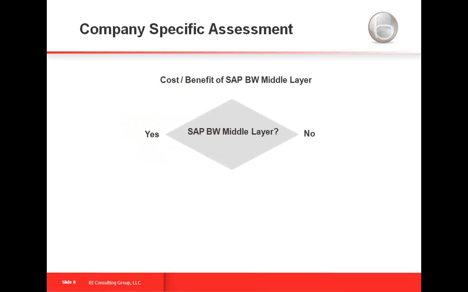So the very beginning decision, before we jump into all the specifics, is I think that every company, no matter where you're at, should at least consider that middle layer and maybe do their own cost-benefit analysis of the SAP BW middle layer. Does it make sense to point our tool to that middle layer, or does it make more sense to point it directly to a conformed enterprise data warehouse and, in effect, eliminate that extra technology?